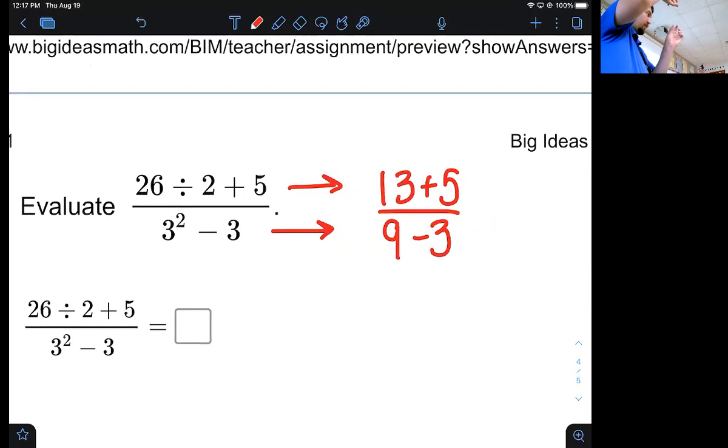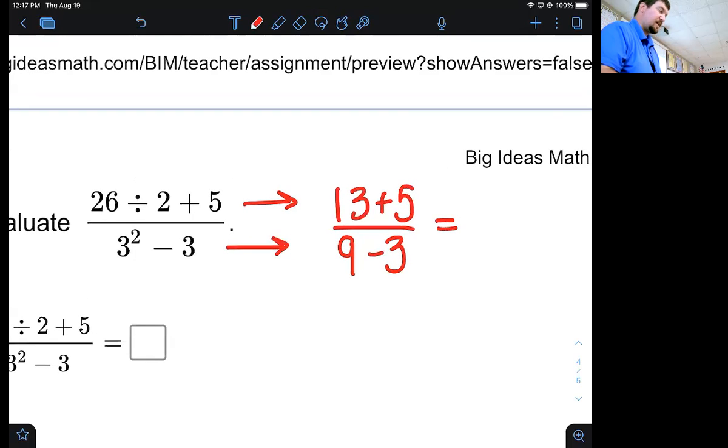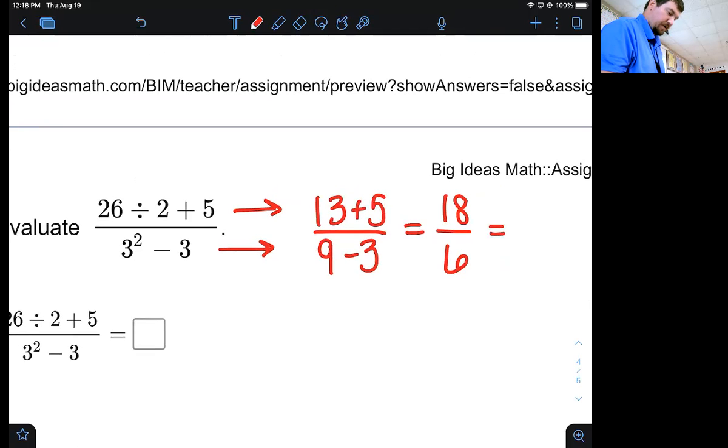Now that I've got both those simplified a little bit farther down, let's take it to the next level. Let's do the addition on top, the subtraction on bottom. Natalie Dominguez, what is 13 plus 5? That's right. And back over to Gage. What's 9 minus 3? 6. Now I know what my numerator, my dividend is. I know what my denominator, my divisor is. And so now I can actually do the division. So Andre, what are you going to get for 18 divided by 6? 3 is correct. Nice job.